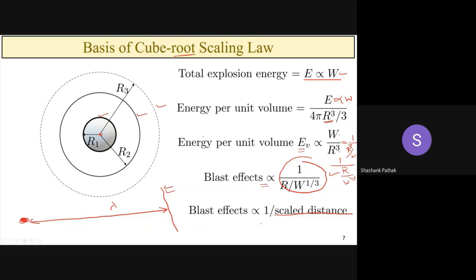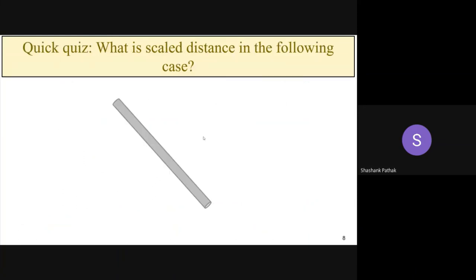Now please bring out your pen and paper. There is a small quiz where you have to get the scaled distance for the following case. This quiz has already happened and the answer is already on the Moodle, so I will consider it as a class assignment for you. You can simply prove that the scaled distance in this case is given by this, using the derivations done in the previous slide. Just try and submit your class assignment on the Moodle. Maybe you can submit later also, but at least try for the moment.